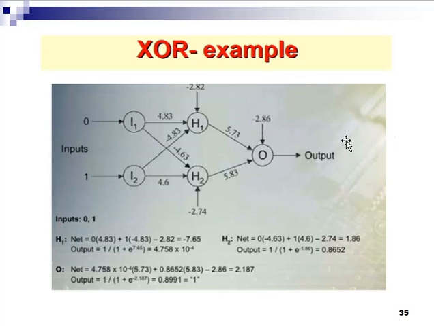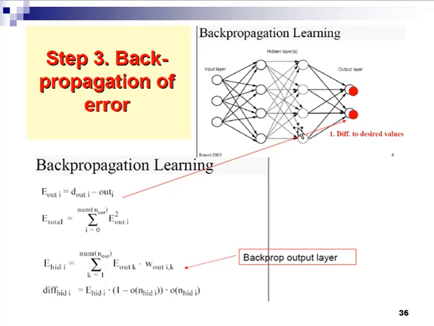I hope this example will be clear to everyone. Still, if you have any confusion here, just let me know during the QA session and I will explain this again. So once we have these values calculated, what is the next step?